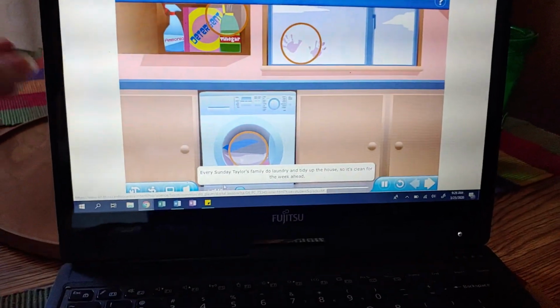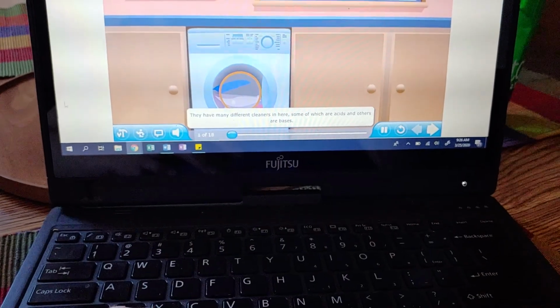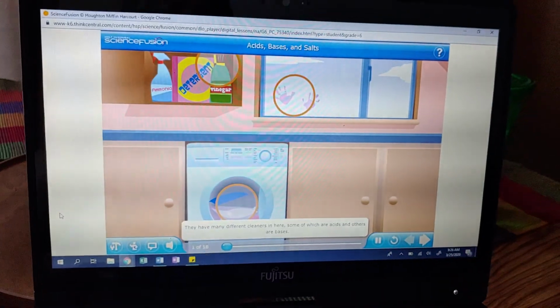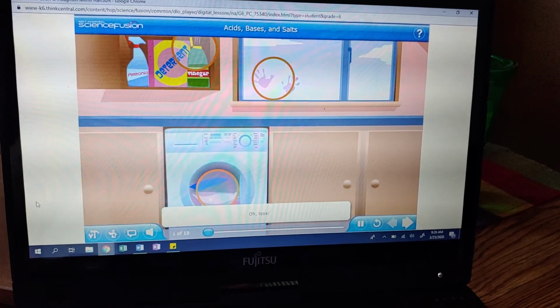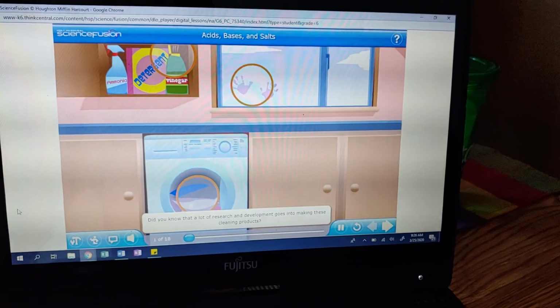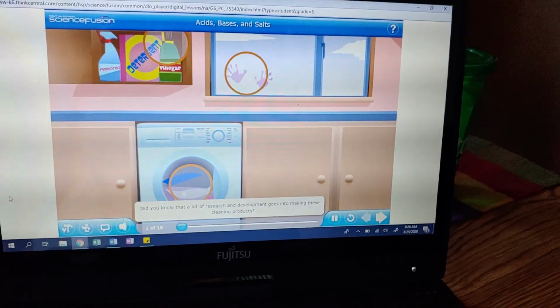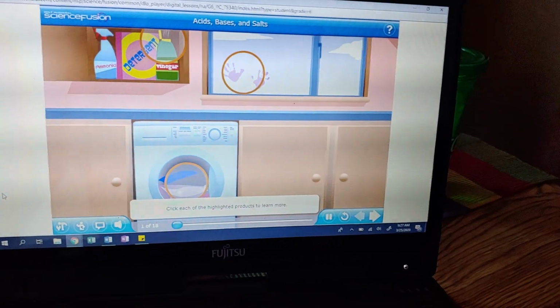Sunday, Taylor's family do laundry and tidy up the house so it's clean for the week ahead. They have many different cleaners in here, some of which are acids and others are bases. Oh look! Here's one that has a salt in it too. Did you know that a lot of research and development goes into making these cleaning products? Click each of the highlighted products to learn more.